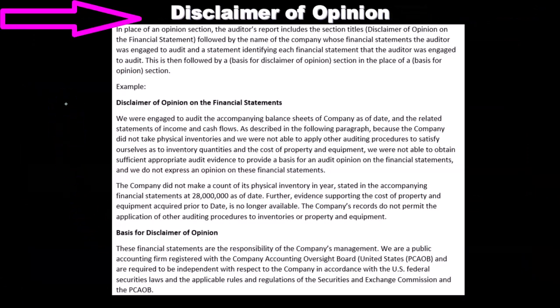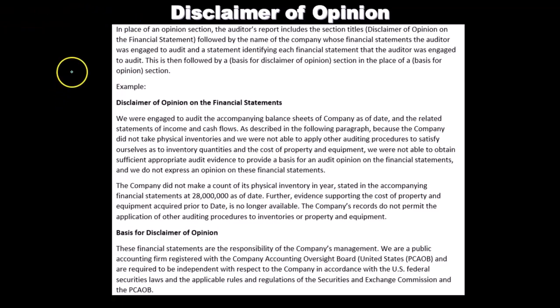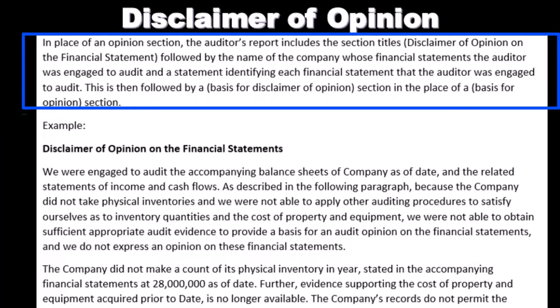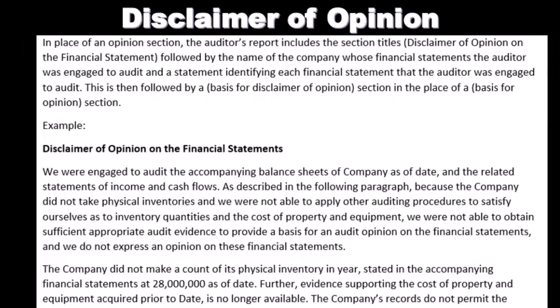So here's an example of how the terminology would look on the disclaimer. Remember, what you want is basically to memorize the qualified audit report, and then you can think through what would happen in some of these other types of deviations from that. In place of an opinion section, the auditor's report includes the section titles Disclaimer of Opinion on the Financial Statements, followed by the name of the companies whose financial statements the auditor was engaged to audit, and a statement identifying each financial statement that the auditor was engaged to audit. This is often followed by a Basis for Disclaimer of Opinion section in place of a Basis for Opinion section.